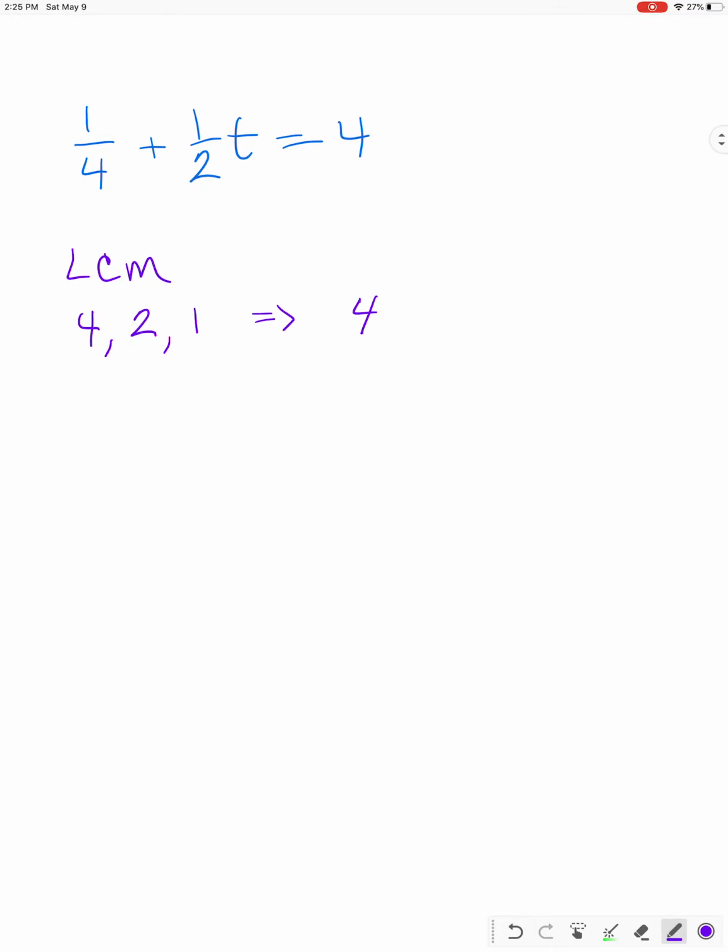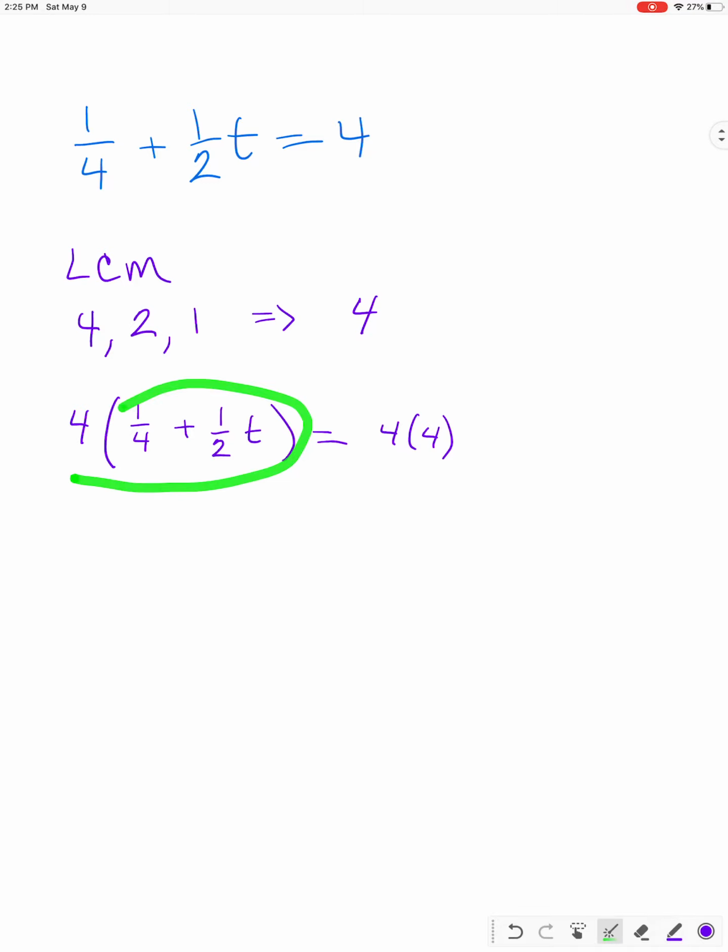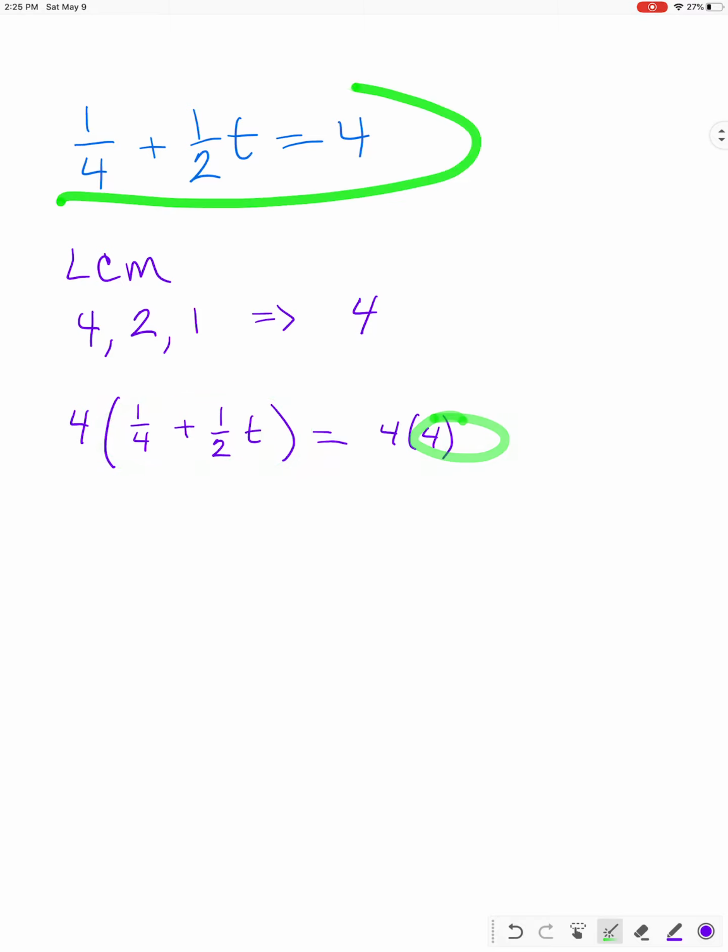So with the least common multiple method, the idea is I multiply my entire equation by the least common multiple. And don't forget, when you multiply an equation, you have to multiply the entire left-hand side and the entire right-hand side. So make sure you multiply by everything. Don't leave anything out. On the left-hand side, I have 4 distributing to both terms across the addition symbol.